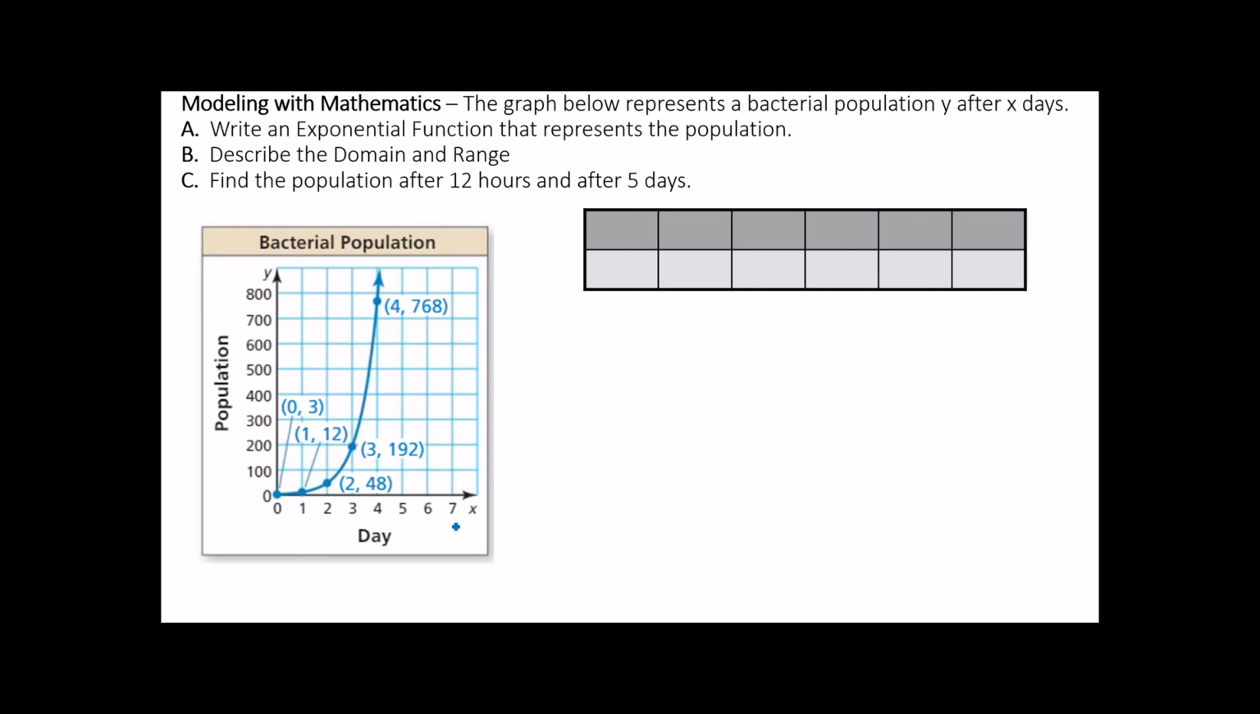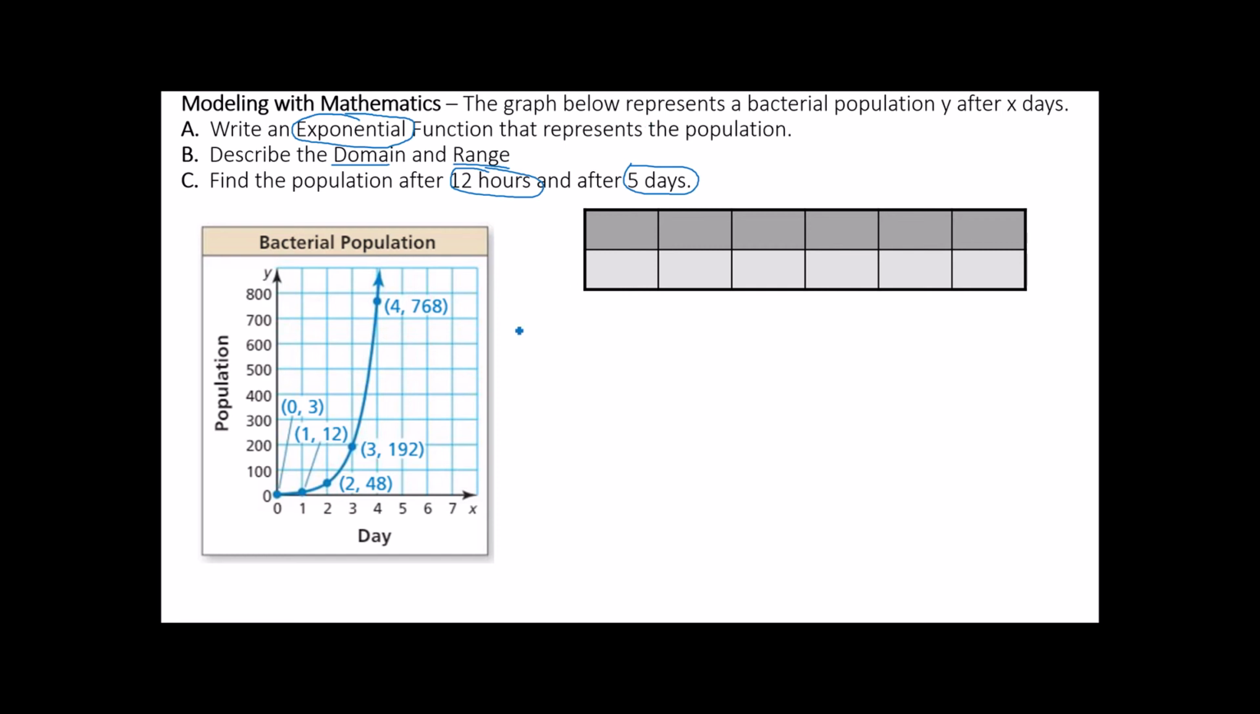Here's a different form of the same type of question. It says the graph below represents a bacterial population, Y, after X days. Write an exponential function that represents the population. Here again, it's nice when they tell us they want us to make an exponential function, so we don't have to figure that out on our own. Should make this a whole lot easier. They then want the domain and the range. That'll be easy enough. And then they ask us to find the population in 12 hours and also in 5 days. Couple interesting things here.